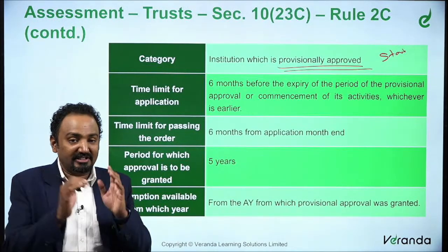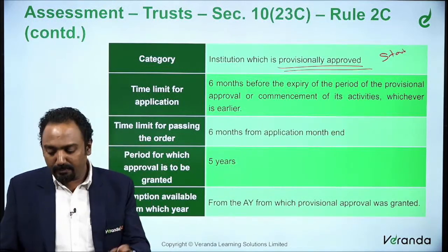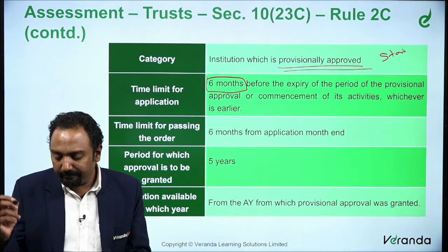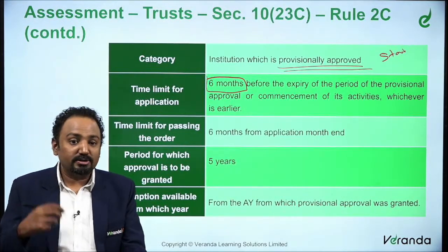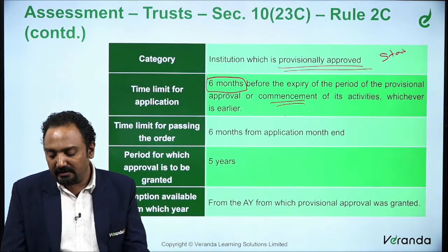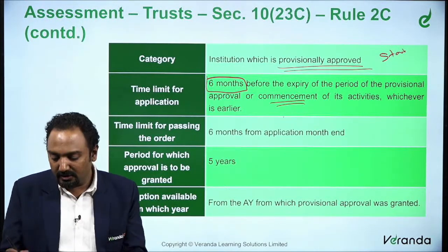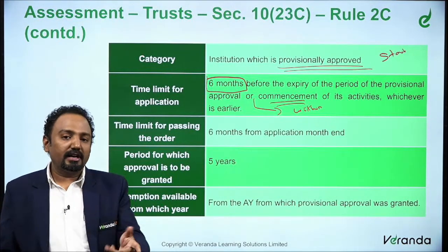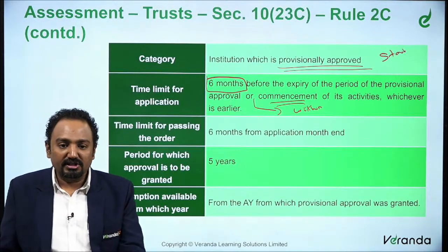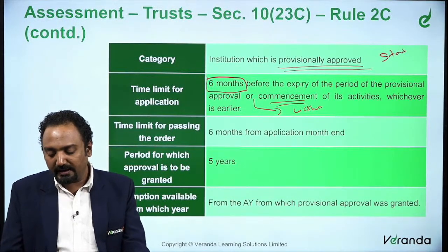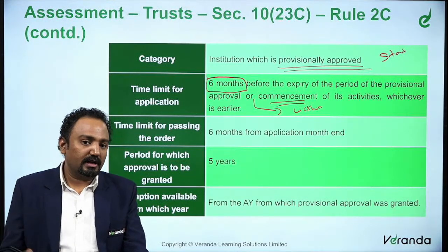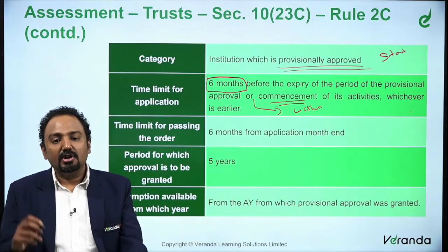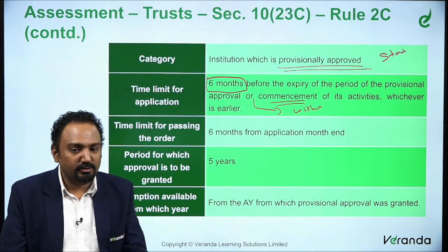So once the first stage of approval is provisional, whatever that provisional period is, it is 6 months before that period expires or commencement of activity. So in case you are actually commencing activity, it is within commencement of activity. So either it is 6 months before the expiry of the period or within 6 months of commencement of activity, whichever is earlier. So within commencement of activity or 6 months from the expiry of the period.